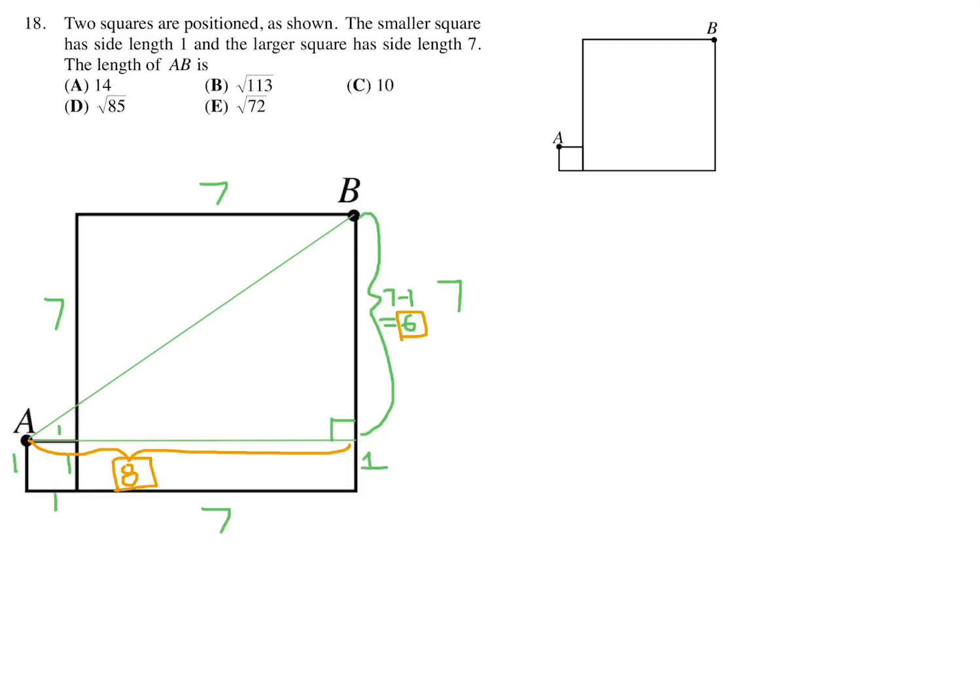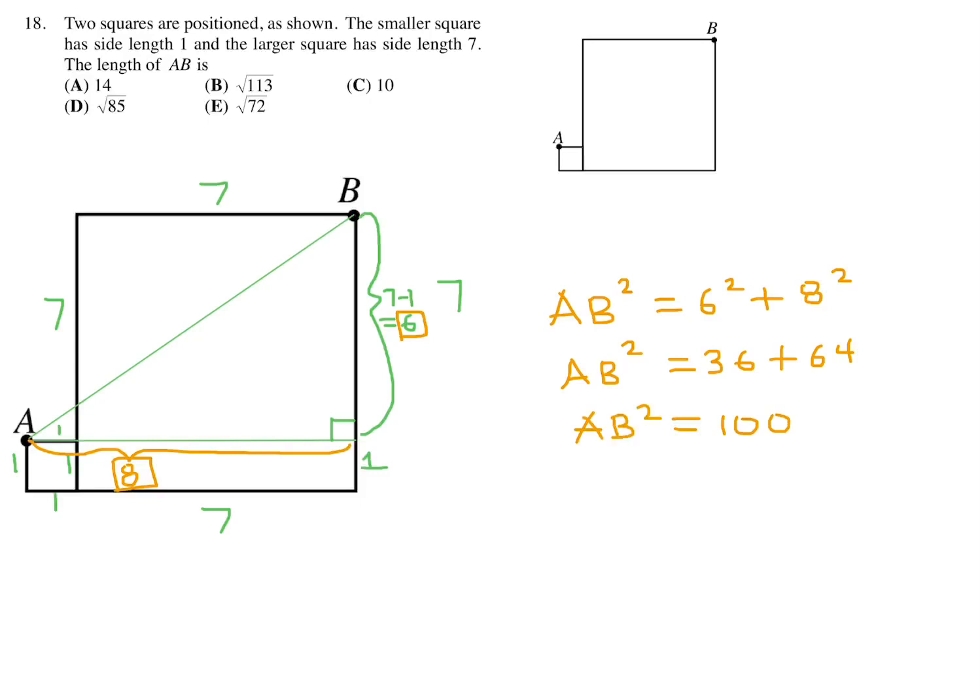We can now use Pythagoras to figure out AB. So AB squared is equal to 6 squared plus 8 squared. So AB squared is equal to 36 plus 64. This is 100. AB squared is equal to 100. Therefore, AB is equal to the root of 100, which is 10. So number 18, the answer is C.